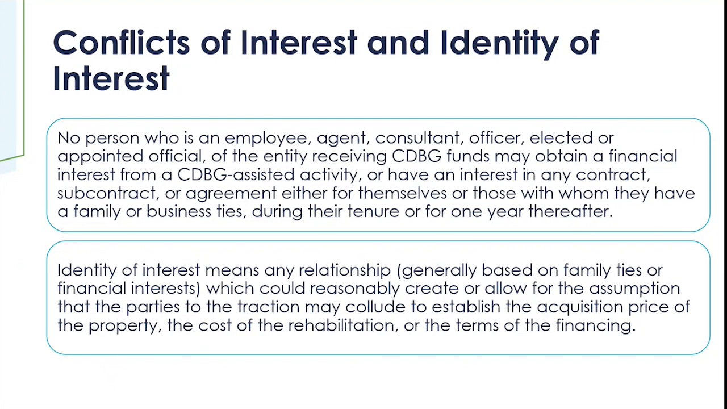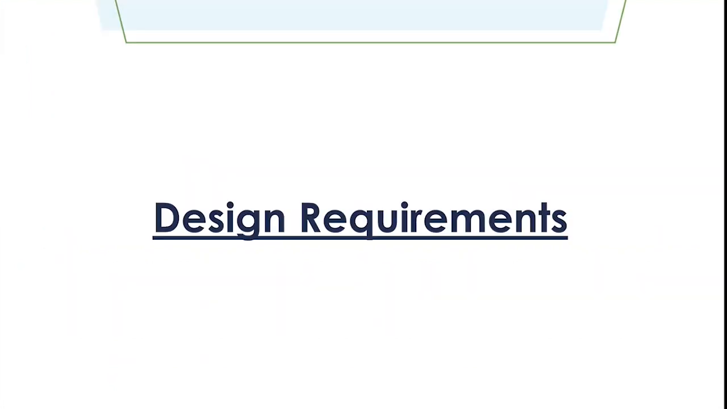And then identity of interest means any relationship which could reasonably create or allow for the assumption that there may have been collusion to establish the acquisition price of a property, the cost of rehabilitation, or the terms of financing. So when we talked about open and fair competition during procurement, this is really what we're talking about. Just looking to avoid any trace that there could be any sort of collusion. Next we will move into design requirements.